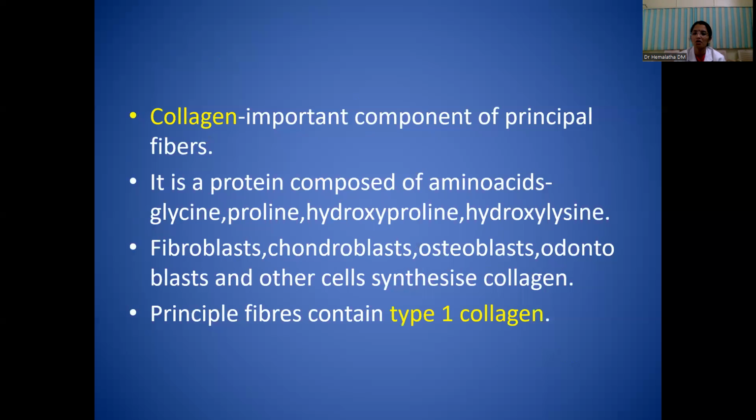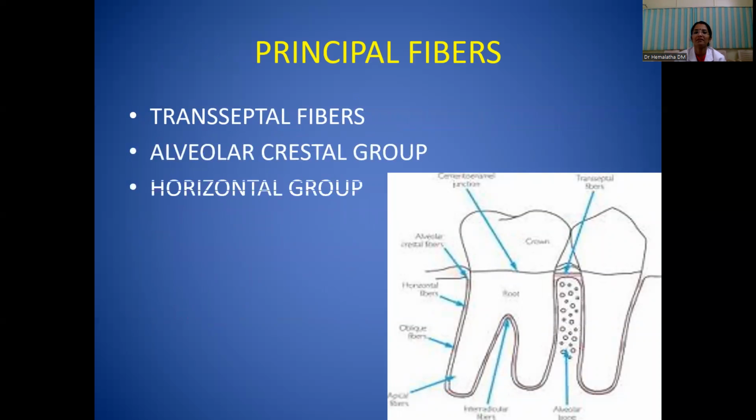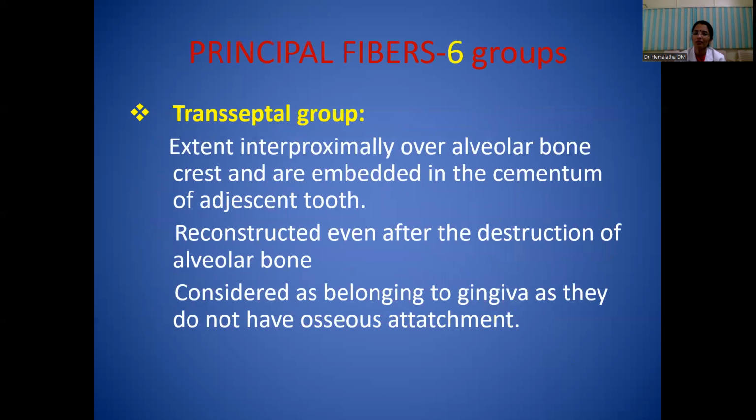Fibroblasts, chondroblasts, osteoblasts, odontoblasts, and other cells synthesize collagen. The principal fibers contain type 1 collagen. Coming on to the principal fibers, we have the transseptal fibers, alveolar crestal fiber group, horizontal group, oblique group, apical group, and the interradicular group.